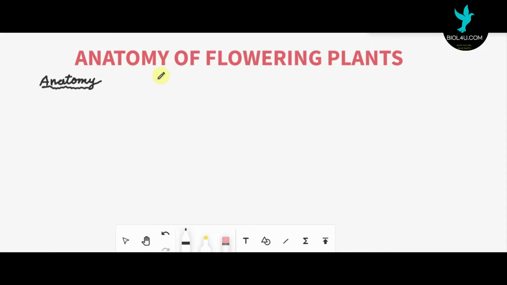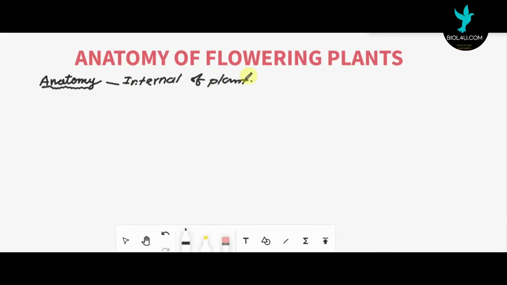Today the chapter in hand is anatomy of flowering plants. It is one of the major chapters for the NEET examination. In anatomy, first, what does the term anatomy mean? The study of the internal structure of an organism is known as anatomy. This organism may be a plant or an animal. The study of the internal structure of the plant is known as plant anatomy. So we are studying plant anatomy.